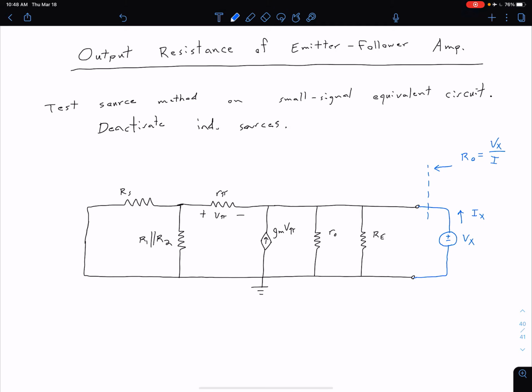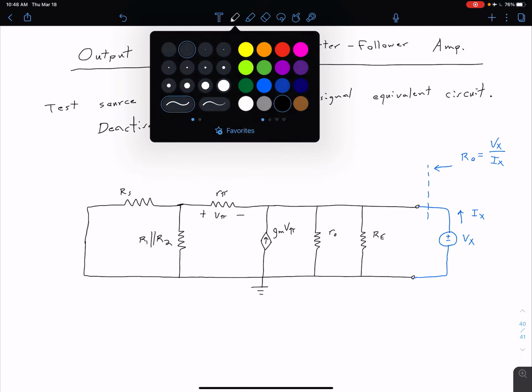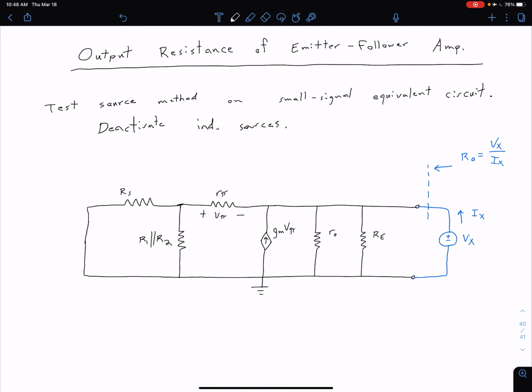Vx over Ix. A lot of times when people are using this test source method, you'll see that they set the test source to be a 1 amp current source. The reason is then you have 1 amp here, so really you're just solving for Vx. To be consistent with the notes, I'm going to keep it as a general Vx and Ix, however.